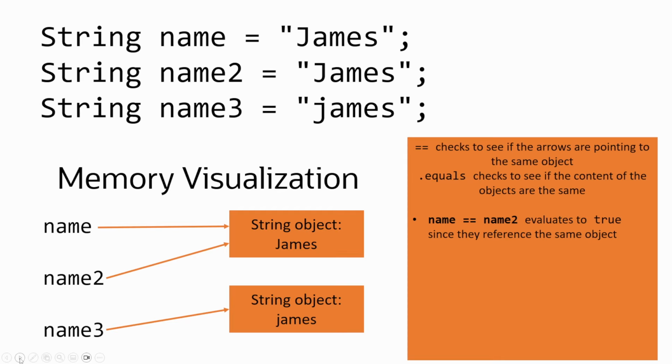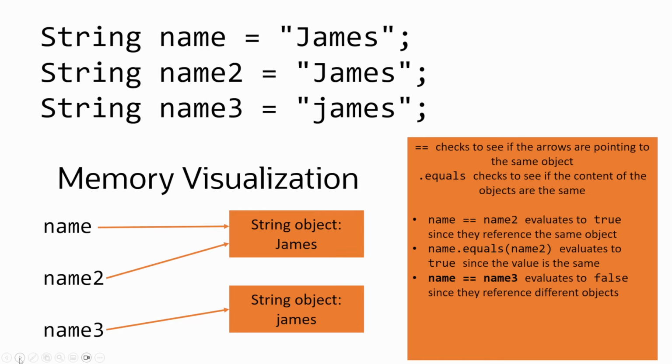So name == name2 is actually evaluating whether or not these two reference the same object. In this case, because of the way that strings work, name and name2 are referencing the same object, and this will evaluate to true. name.equals(name2) will also evaluate to true, since uppercase James compared to itself will be true.